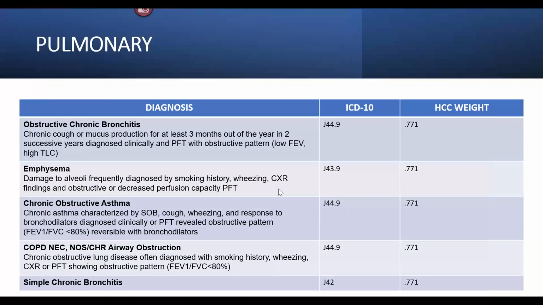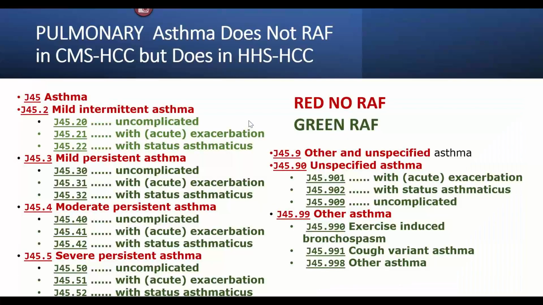Pulmonary, this is a little bit confusing. The adults for CMS, asthma does not RAF. Only these codes will RAF. But having said that, it does RAF for the HHS model. So again, you have to be specific. The codes in the red do not RAF. Codes in the green RAF. So when you have asthma, make sure you take it out to the most specific diagnosis code.